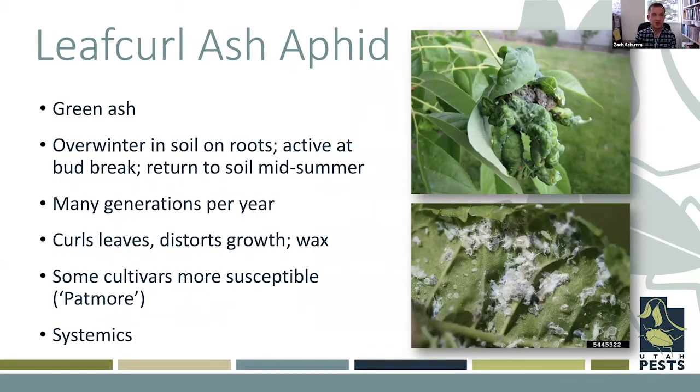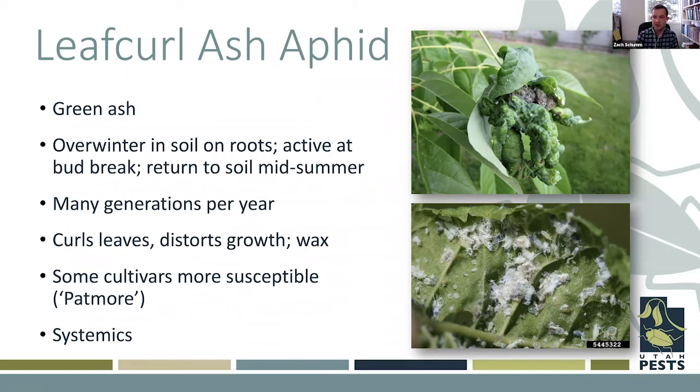So the next one is leaf curl ash aphid. This is another one where the problems tend to be a little bit more cosmetic. They rarely cause problems with the tree health itself. I'll get to your question in one sec, Michelle, about the preventative sprays for lilac ash borer. Leaf curl ash aphid typically attack green ash. They're going to overwinter in soils, essentially, and then come out once the temperature is warm and start feeding on the trees. These guys will have many generations per year.